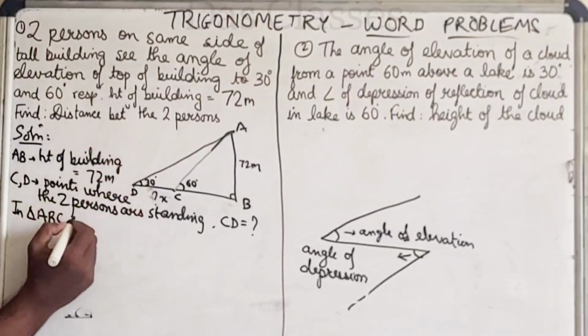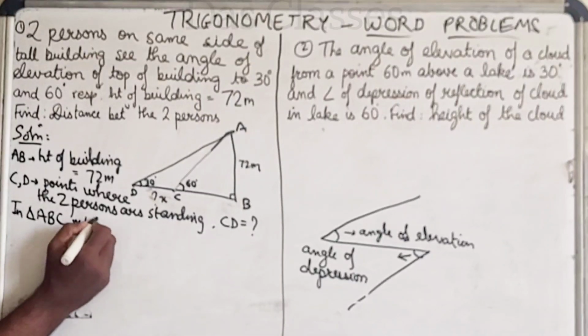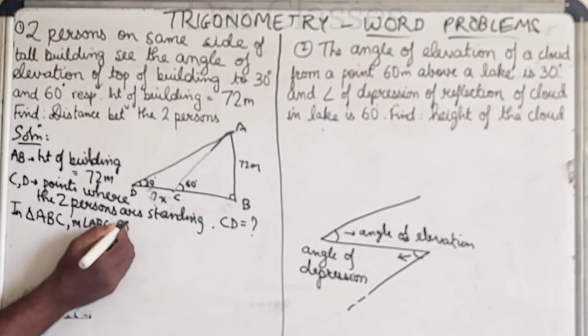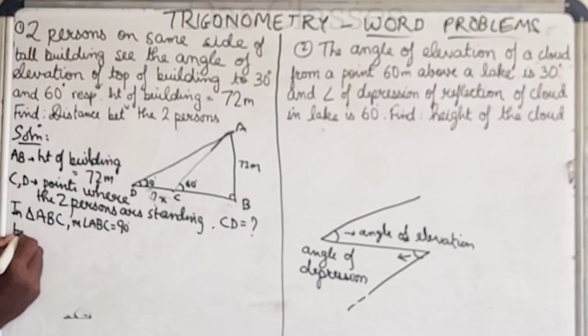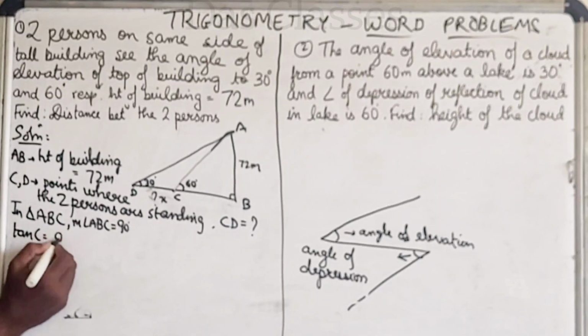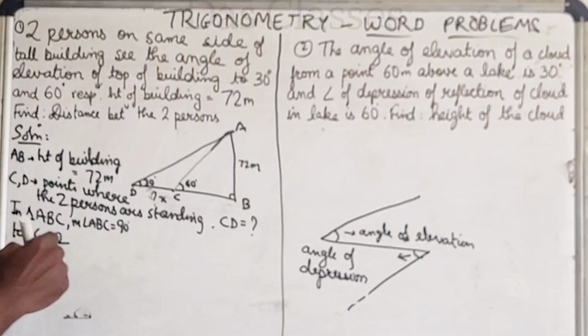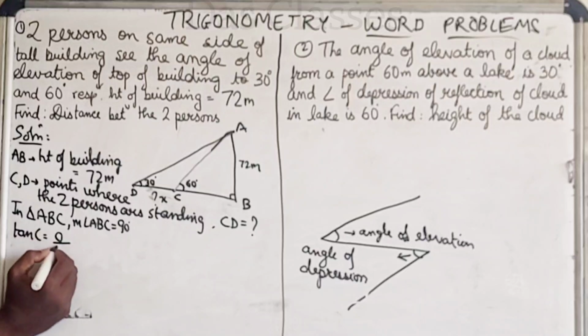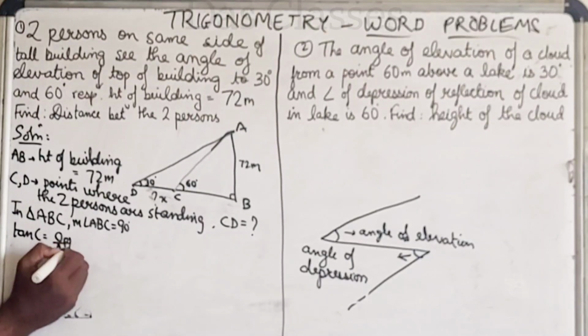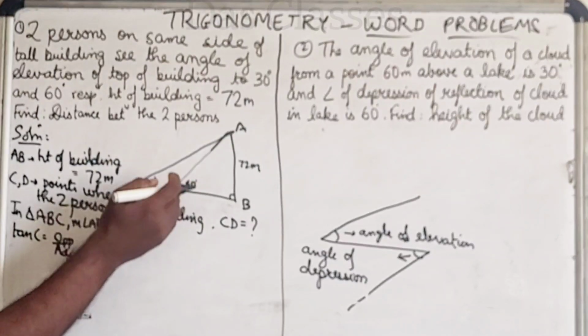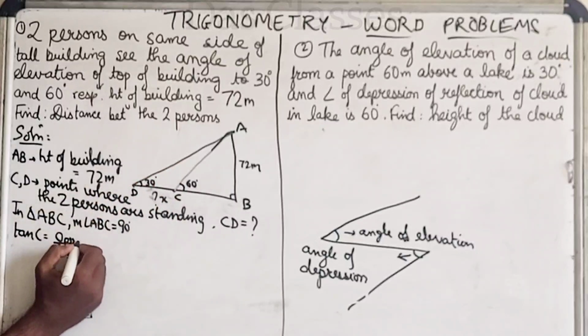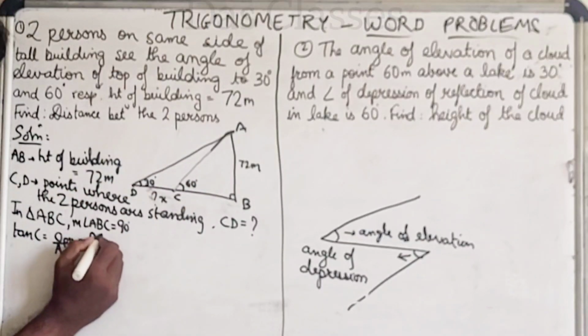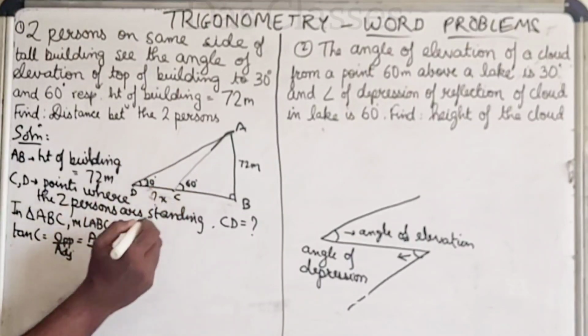In triangle ABC, measure of angle ABC is 90 degrees. So tan C, we have done in our previous video, what's the formula of tan? It's opposite upon adjacent, opposite upon adjacent. Tan C, opposite is AB and adjacent is BC.